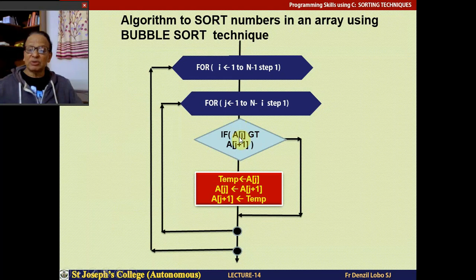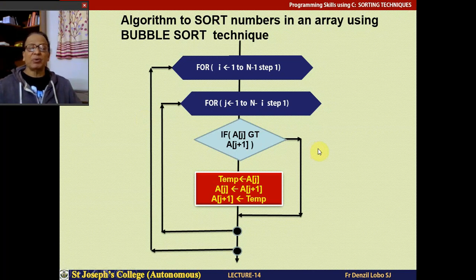Then I compare the number at j with j plus 1. I swap if the number at j is greater than j plus 1. So I go on doing it till I come to the end of j, then go to I is equal to 2, I is equal to 3, I is equal to 4. And once it is done, if n value is 5, it will come out of the loop, and the array which was not ordered earlier will have numbers in ascending order.